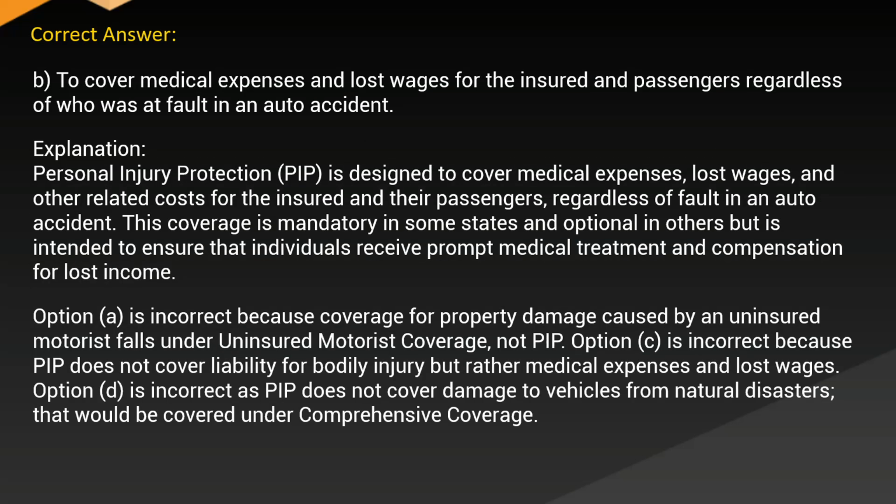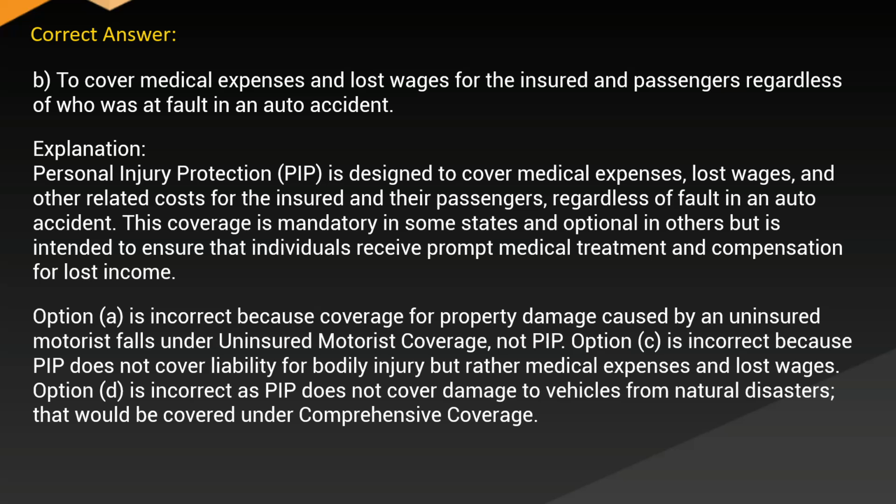Correct answer. B. To cover medical expenses and lost wages for the insured and passengers regardless of who was at fault in an auto accident. Explanation. Personal injury protection (PIP) is designed to cover medical expenses, lost wages, and other related costs for the insured and their passengers regardless of fault in an auto accident. This coverage is mandatory in some states and optional in others, but is intended to ensure that individuals receive prompt medical treatment and compensation for lost income.